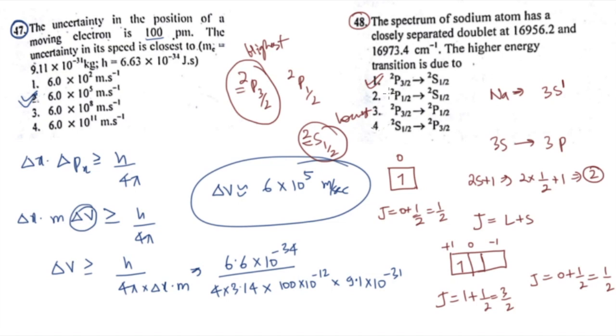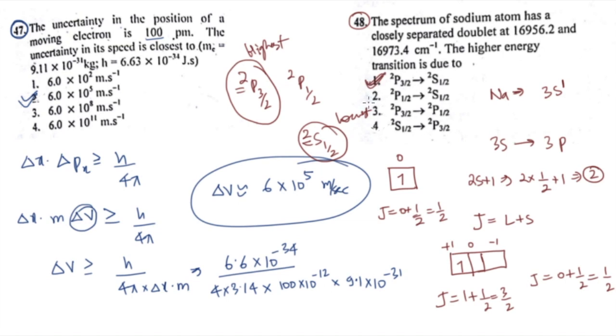Remember, over here they are talking about the emission transition, not the absorption transition. So that's why the transition is taking place from the higher to the lower. Fine. So that's why this answer will be the correct option. Okay. So remember, in the question it says that the higher energy transition is due to the first one. So this is how this question has to be done.